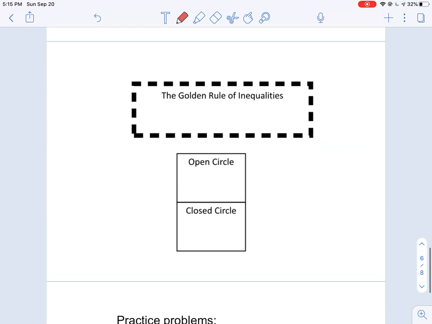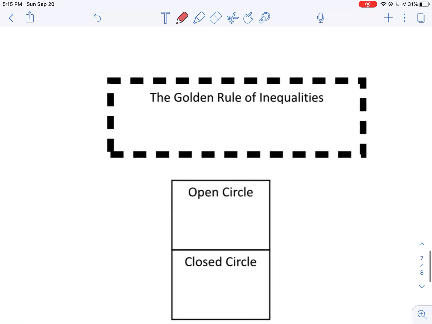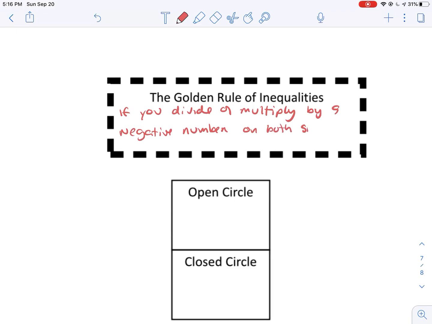Okay? So what is the golden rule of inequalities? Well, we just said it. If you divide or multiply by a negative number on both sides, right, as an inverse, flip your sign. Yeah, let's say inequality symbol.